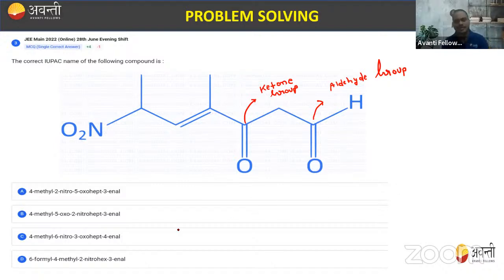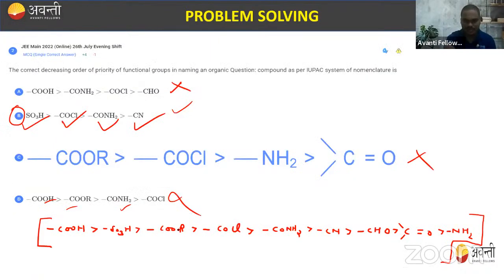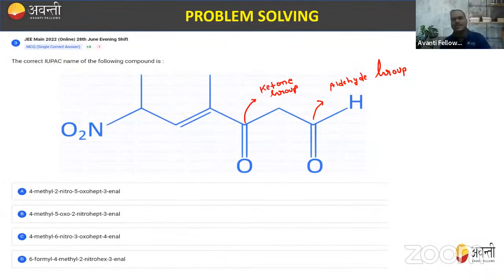We have already studied the whole sequence. Okay, look here. Yeah, this is the sequence where we have aldehyde and ketone. So who gets the preference? Aldehyde. So aldehyde is given preference, and it acts as the functional group here. So start the counting from here only. That is 1, 2, 3, 4, 5, 6.